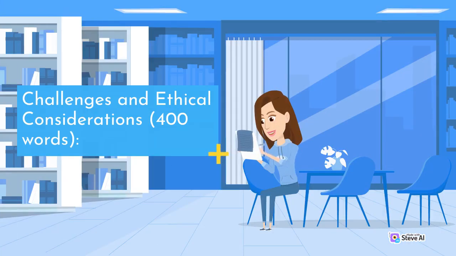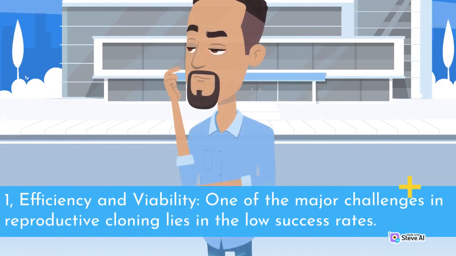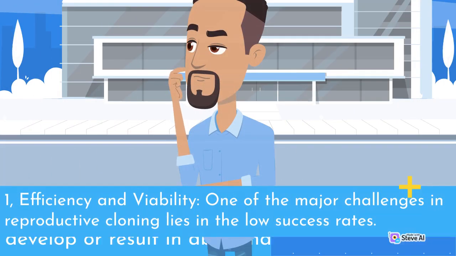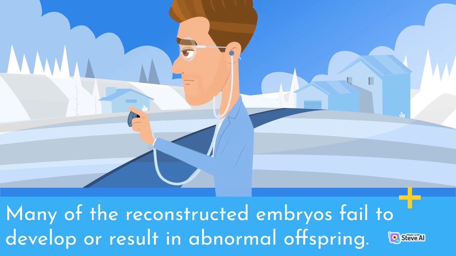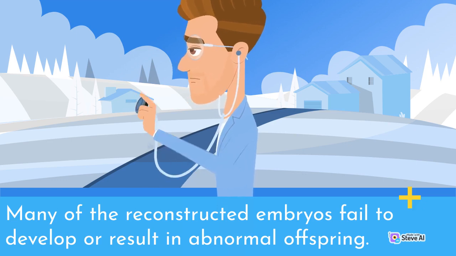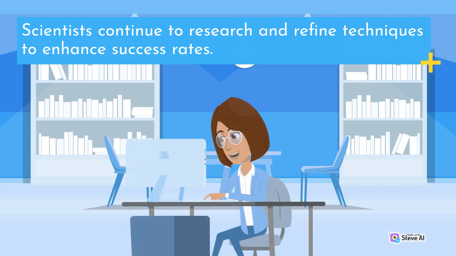Challenges and ethical considerations, 400 words. 1. Efficiency and viability. One of the major challenges in reproductive cloning lies in the low success rates. Many of the reconstructed embryos fail to develop or result in abnormal offspring. Scientists continue to research and refine techniques to enhance success rates.